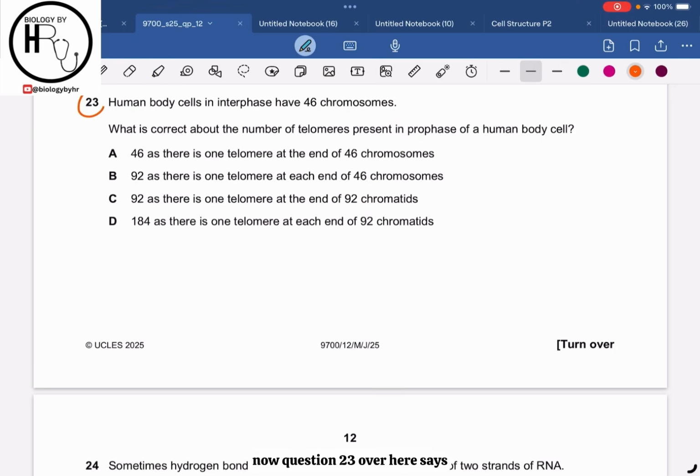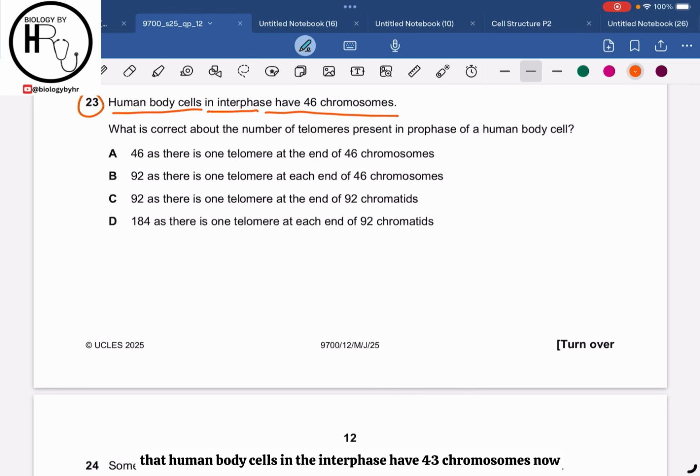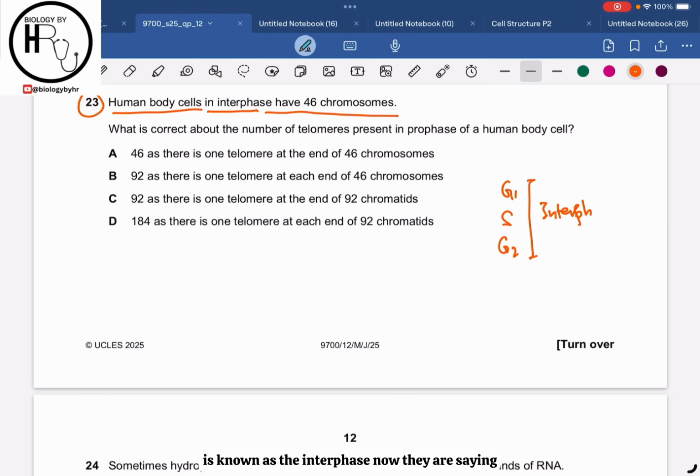Now question 23 says that human body cells in the interphase have 46 chromosomes. Now what is the interphase? G1, S and G2 phase. The combination of these phases is known as the interphase. Now we know that the human somatic cell has 46 chromosomes, which means that it is in a phase before the S phase where the DNA replication occurs, right? So it is in a phase before the S phase.